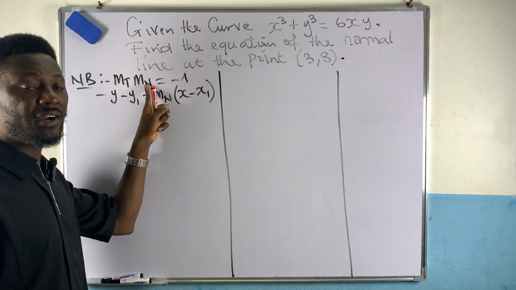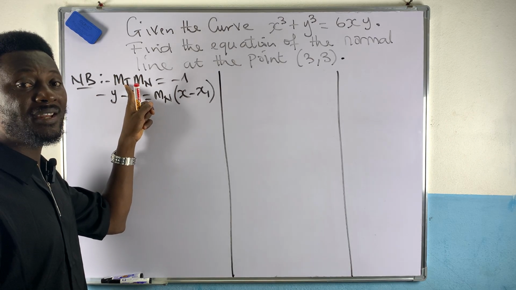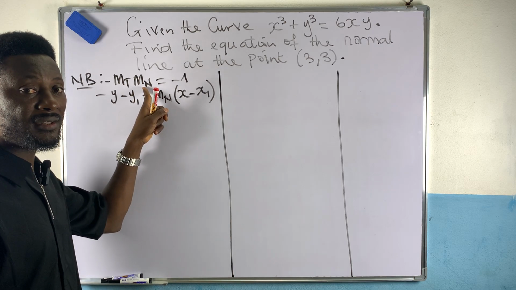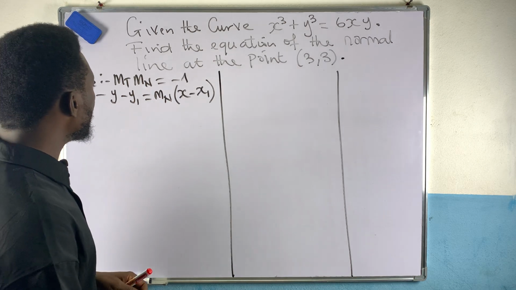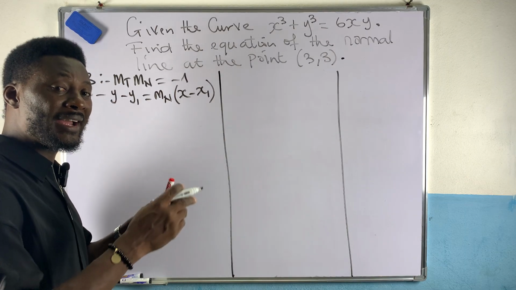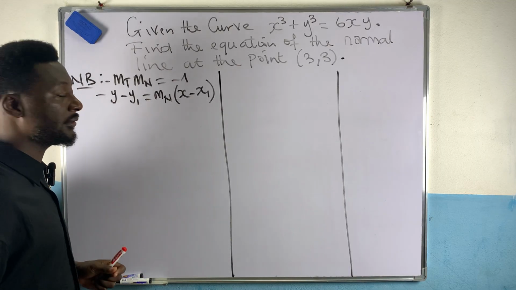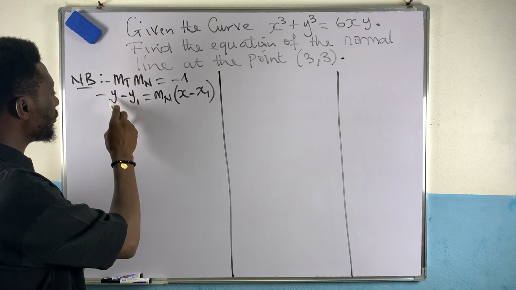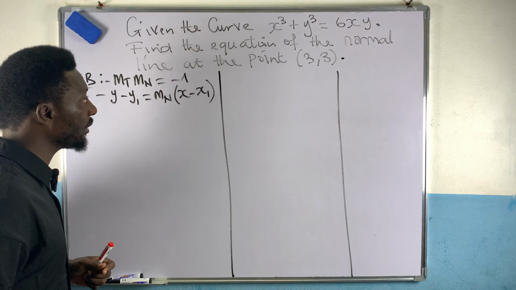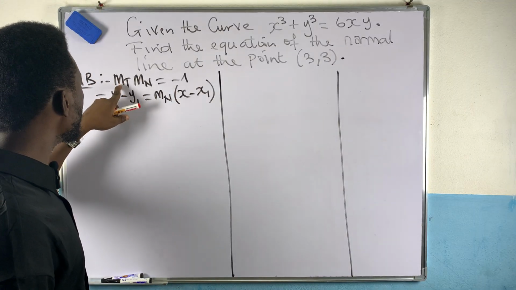So which means whenever you are asked to find the gradient of the normal, you should first of all obtain the gradient of the tangent. Then you make the gradient of the normal the subject of the formula in this relationship. And to find the equation of the normal, since the normal is a line, we are going to use the standard equation of a line in this format, which you can write as y minus y1 equal to m into x minus x1. So the question is, how do we obtain the gradient of the tangent?